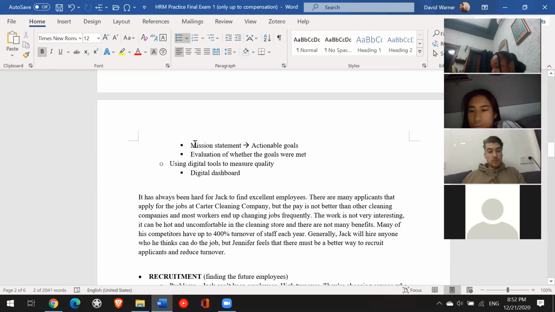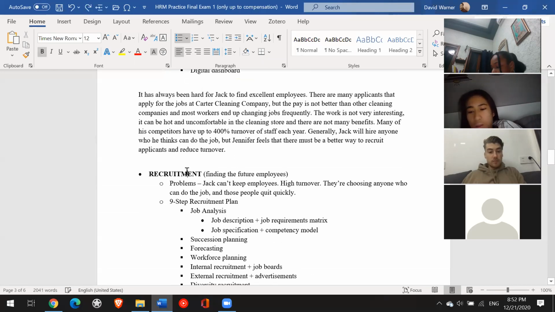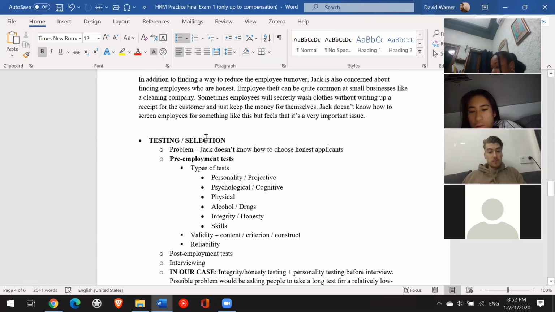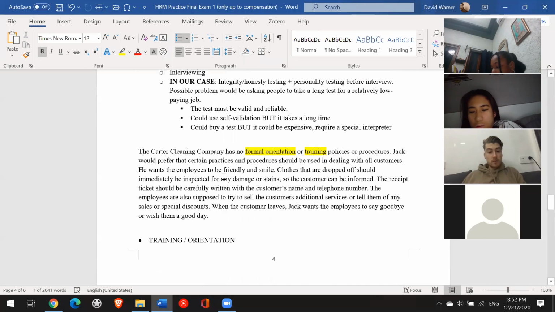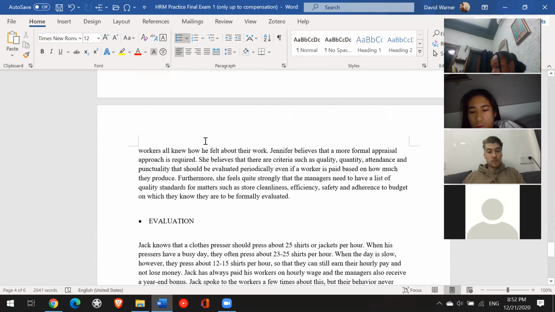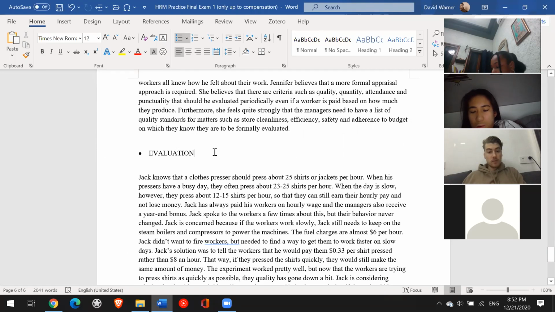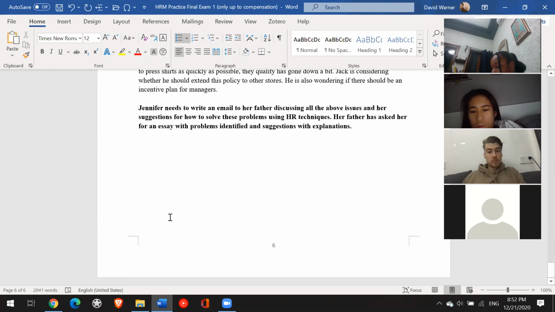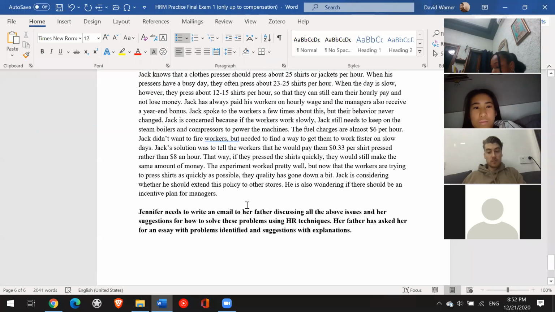It's going to have something with recruitment. It's going to have something with selection. It's going to have something with both training or orientation, though I'm not sure which one I'll make more heavy. And it's going to have something with evaluation. And then the next one after this, I'm sure, will be compensation, because that's the fifth thing.